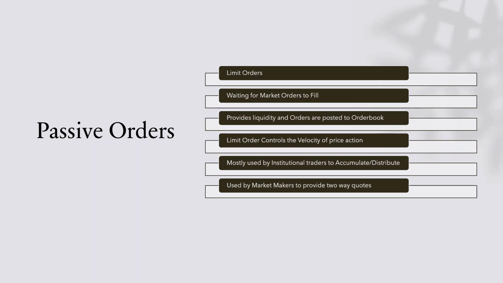So it is mostly used by institutions to accumulate or distribute, because the majority of the institutions don't want to disturb the market at all, the majority of the time, unless there is an emergency situation or something like that. They always place large quantities of limit orders, and that too in small packets. So they'll be accumulating or distributing.